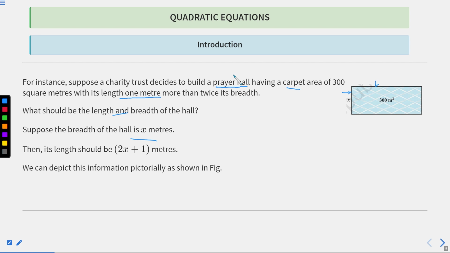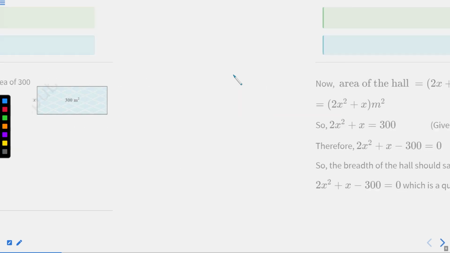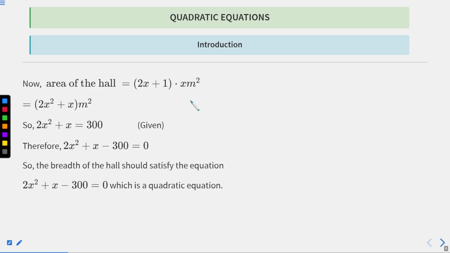Okay, that is actually 2x plus 1 times x is equal to 300. So 2x plus 1 times x equals 300, that is given in the question. Now if we simplify this equation, multiplying x with 2x plus 1, we'll get 2x square plus x. Okay, and this is equal to 300.